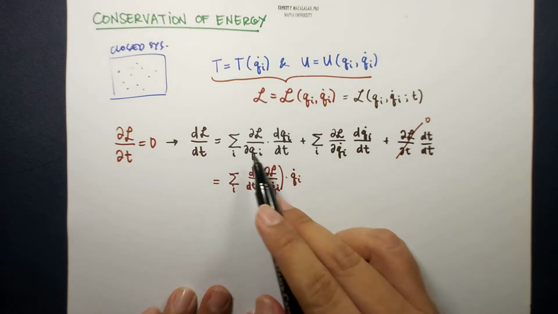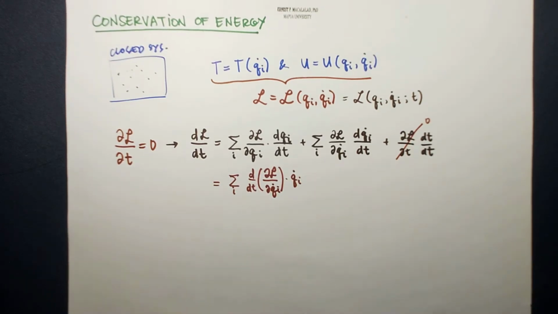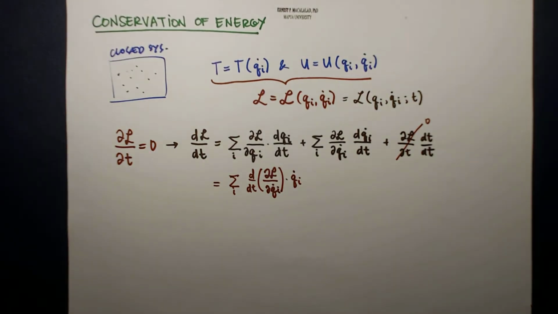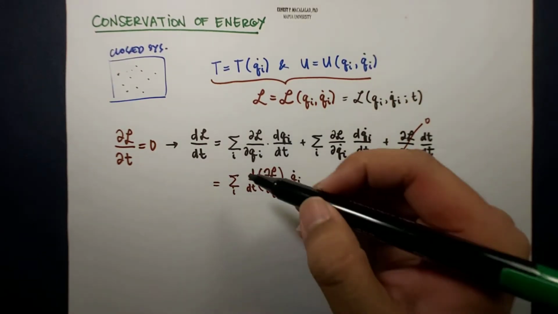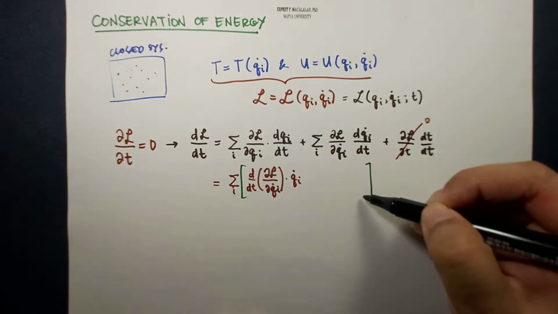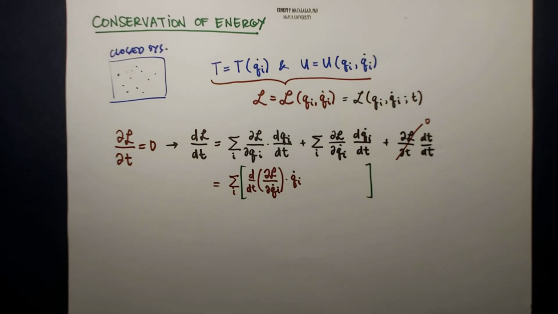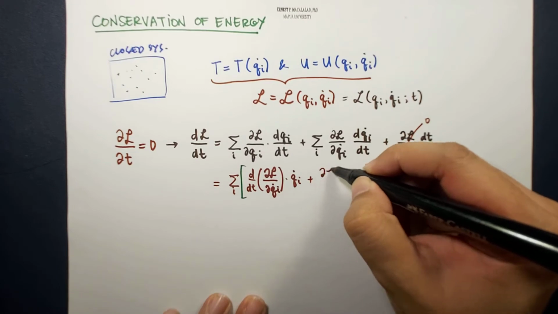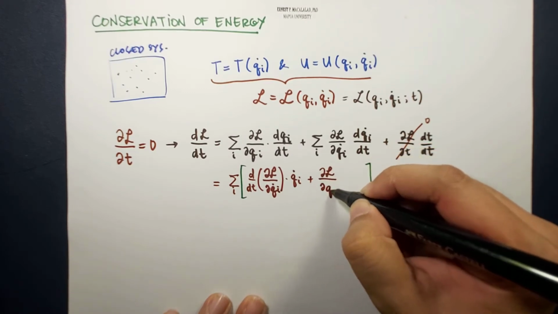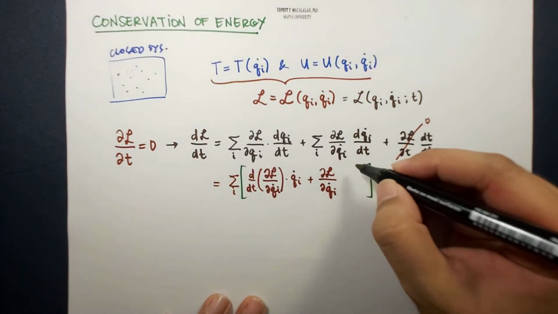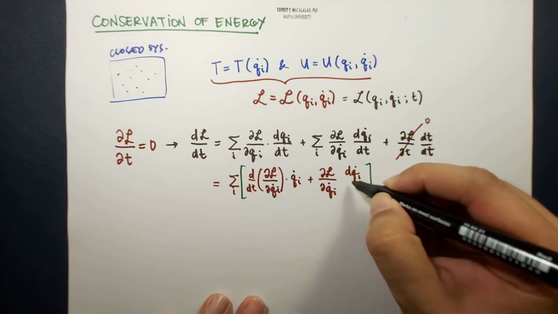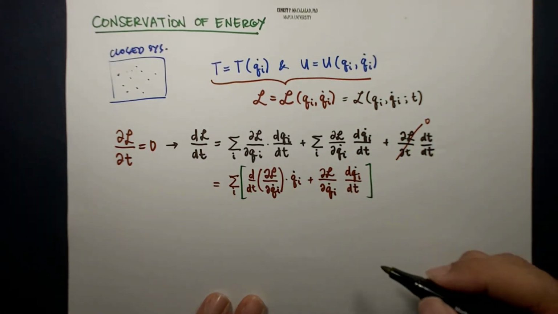Because this sum and this sum are all in i, we can take the summation out like this, and we just copy this one. So this is plus the derivative of L with respect to qi dot times the derivative of qi dot with respect to time.